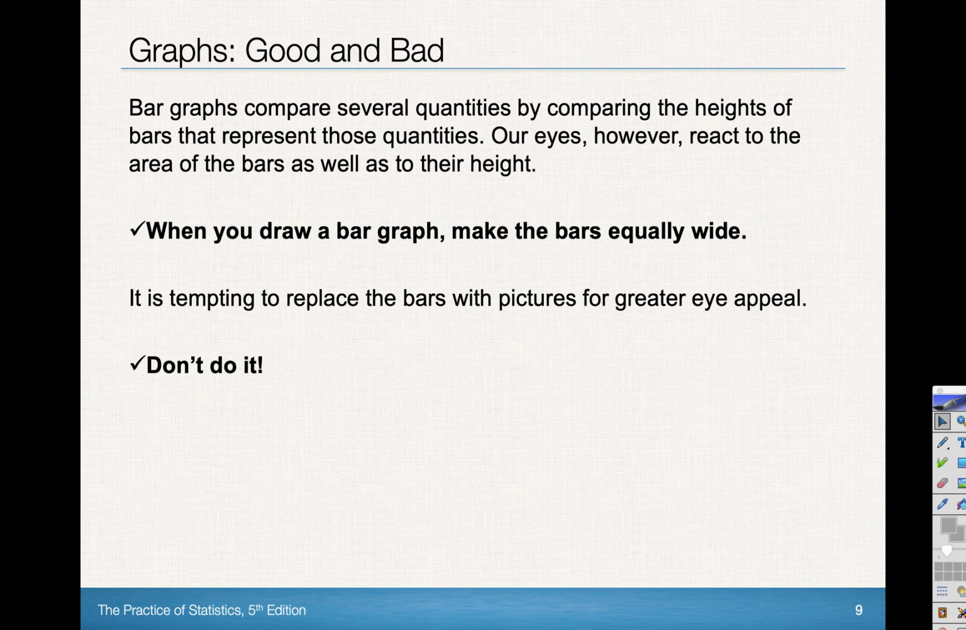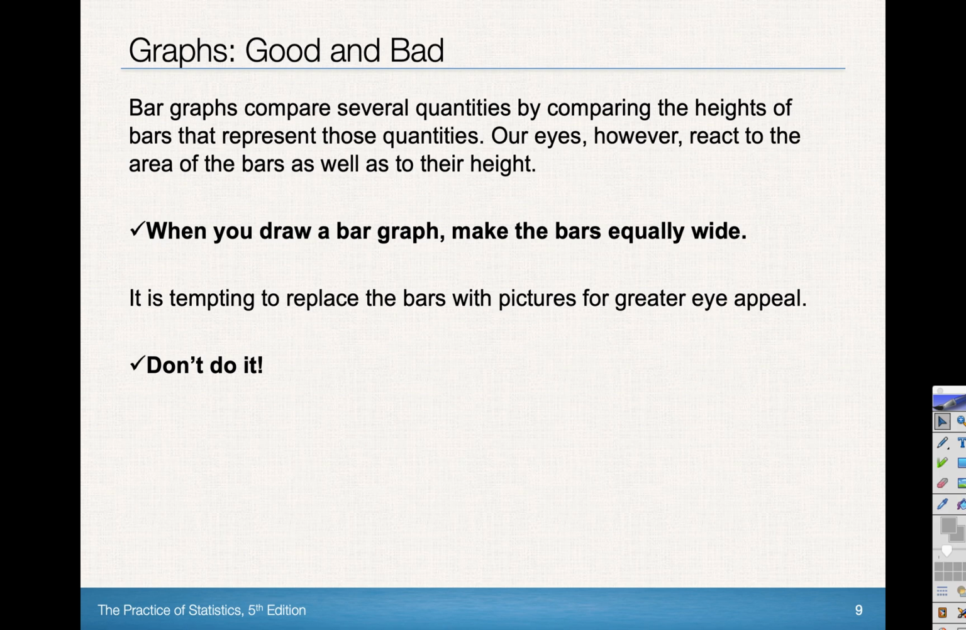So when you're drawing a bar graph, I told you already you need an x and y axis and a title. Make sure your bars are equally wide, because your eyes react to the area of the bars as well as the height. So make sure that they are the same width, so that you're not fooling the eyes when you're looking at the bar graph.